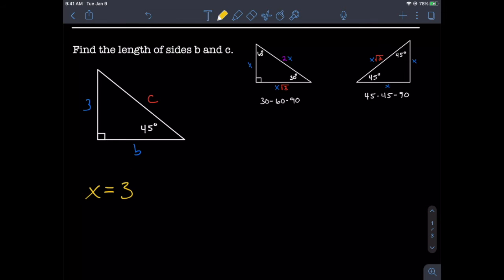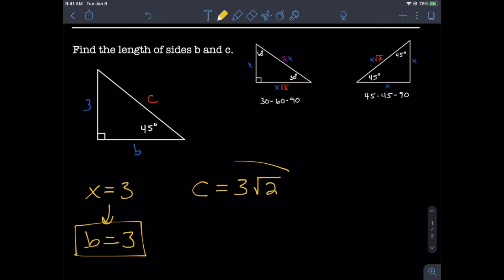So as you can see here, the 45-45-90 triangle has legs that are the same length. What's that mean about side B? Well, to put it formally, B is also equal to 3. Now, last but certainly not least, we got to figure out what C is. C is the hypotenuse here, and the hypotenuse is defined as x times the square root of 2. Well, if x is 3, that means that C is equal to 3 times the square root of 2, and that gives us our 2 extra side lengths. Alright, that was an easy example here.